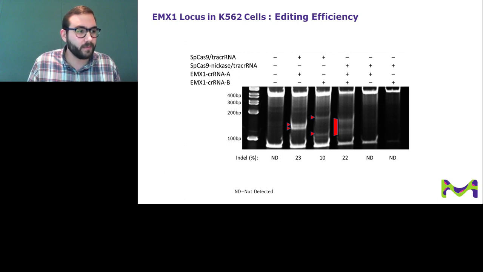First, our cells alone. Second, our cells nucleofected with wild type Cas9 RNP with cRNA-A. Then wild type again with cRNA-B. Next, our Nickase RNPs were nucleofected together with cRNA-A and B. And the next 2 are our Nickase RNPs nucleofected alone.